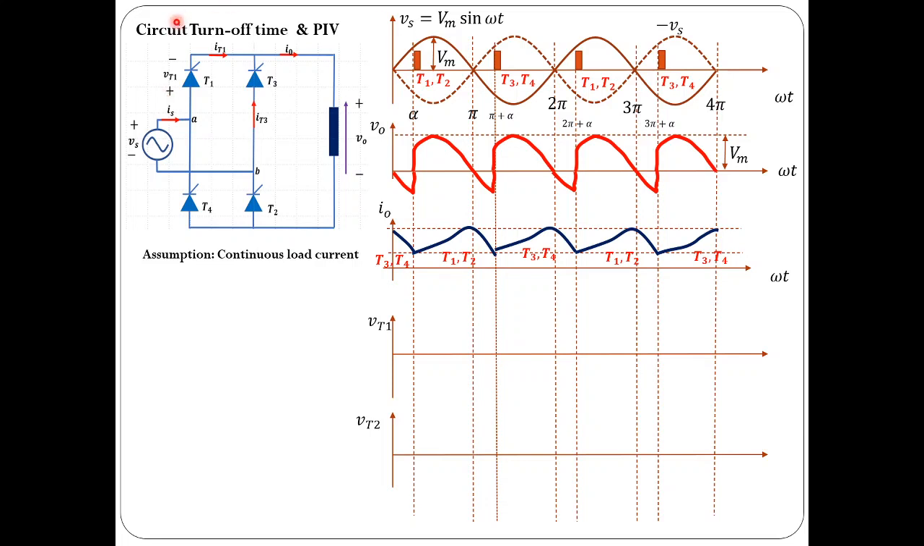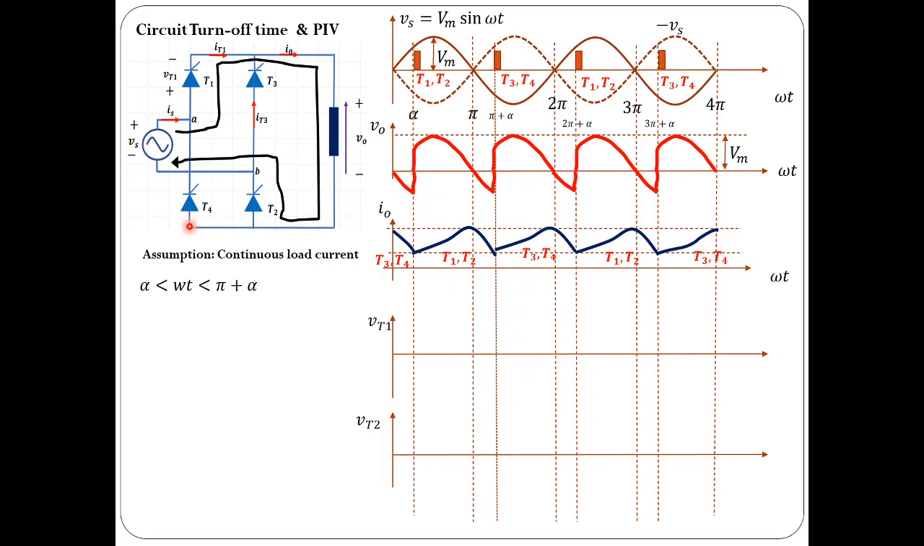Now, in order to find the circuit turn-off time, let us consider once again the input voltage, output voltage and output current waveforms. We know for omega t ranging from alpha to pi plus alpha, this is the current path. So T1 and T2 are conducting, and the voltage across them would be 0. Coming to the voltage across T3 with anode positive, cathode negative, you can see that A is connected to the cathode of T3, because T1 is shorted, so terminal A voltage is the same as the cathode voltage of T3. Similarly, terminal B voltage is the same as the anode voltage of T3.